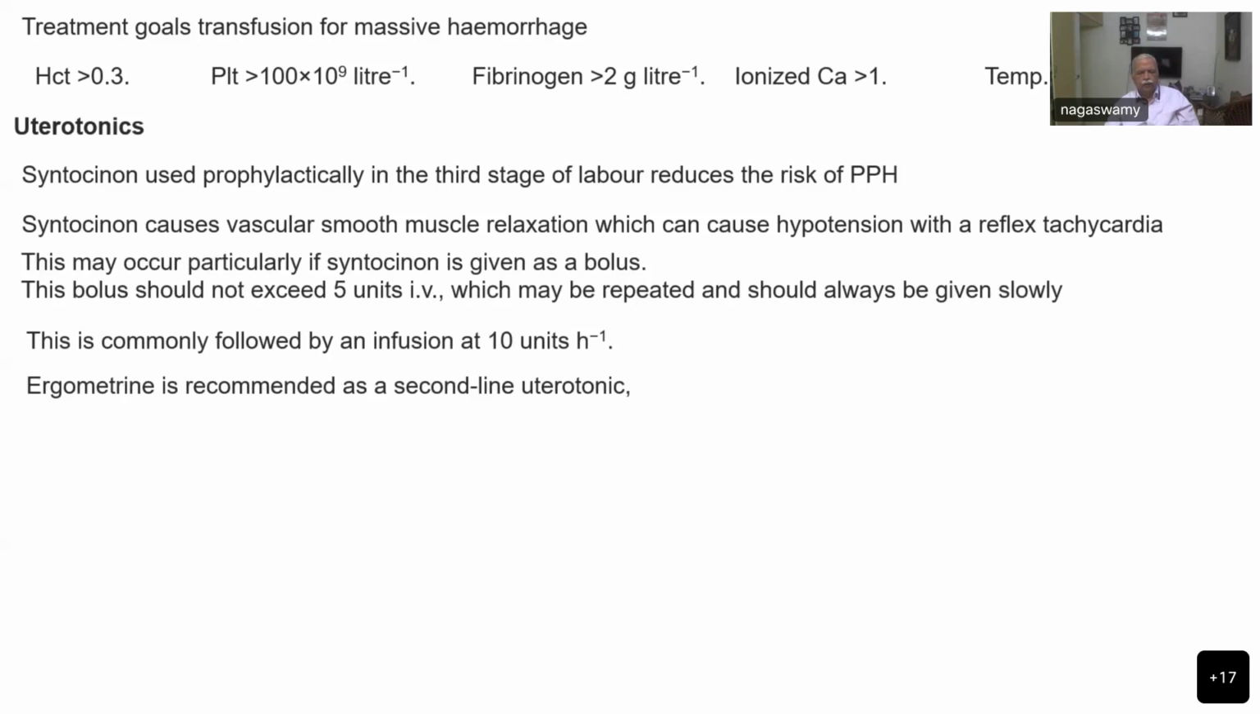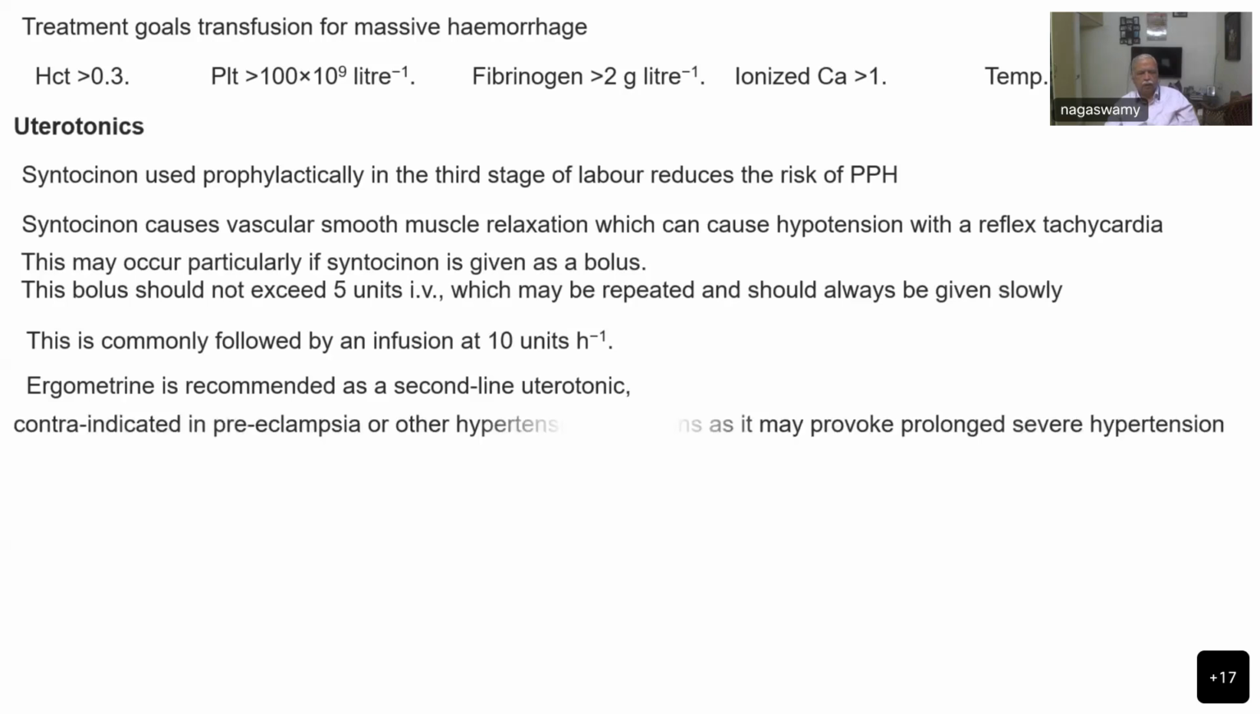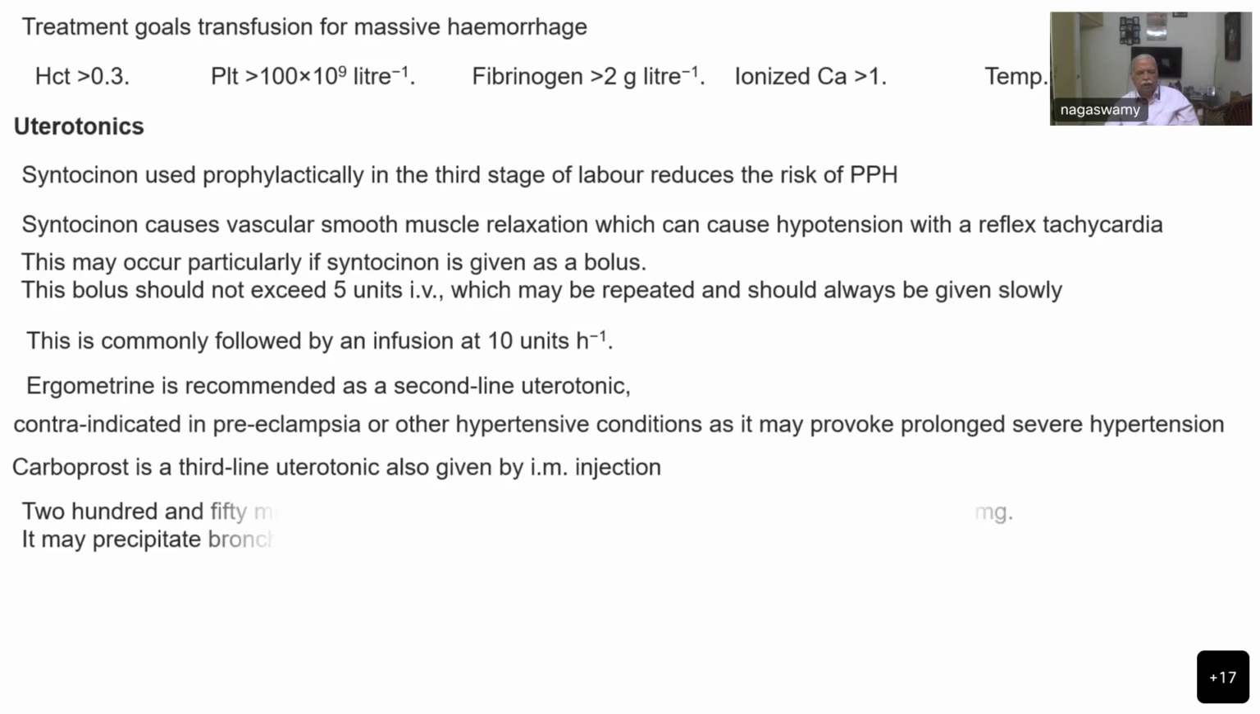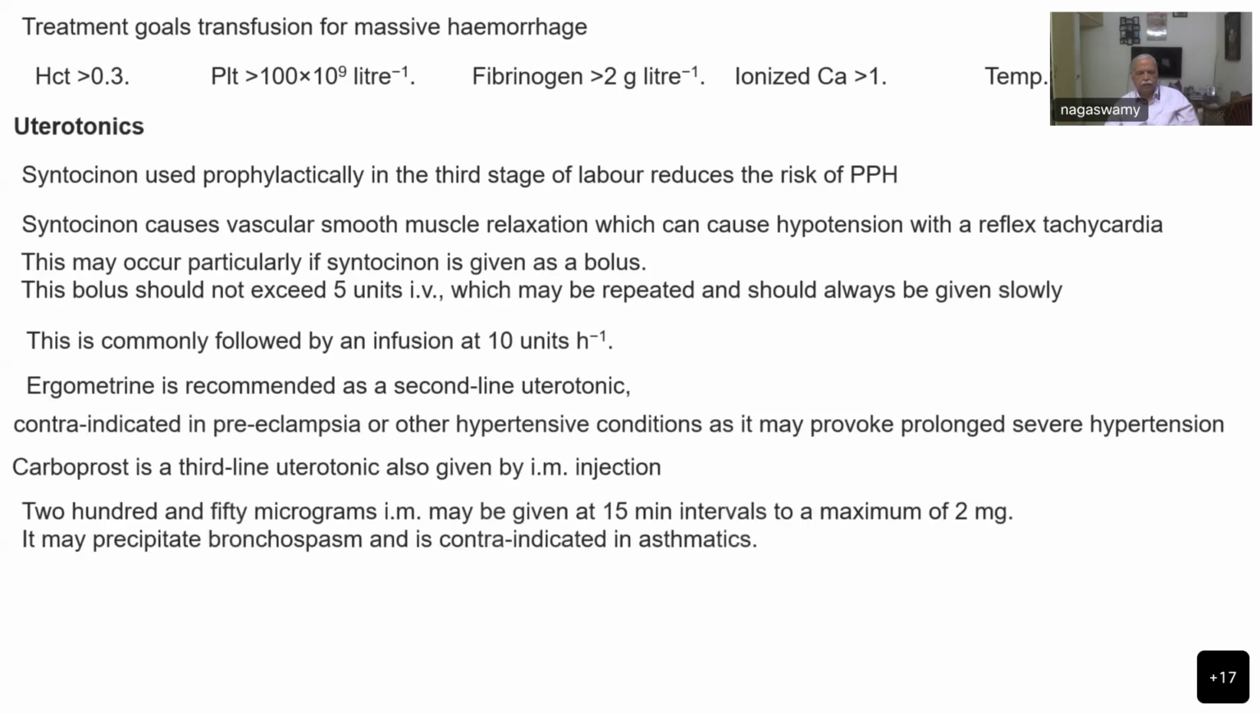Ergometrine was used when we were all postgraduates way back in the 1970s, but now it is totally not used at all. And carboprost is a third line uterotonic given by IM injection. It is not given IV, and it is contraindicated in asthmatics because it causes bronchospasm. So 250 micrograms IM may be given at 15-minute intervals to a maximum of 2 milligrams.